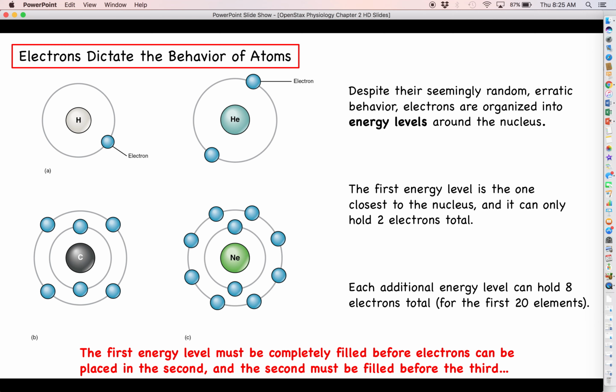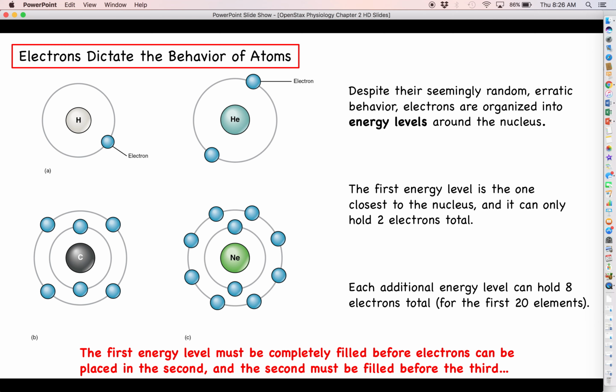So, for carbon here, because that second energy level can hold up to 8 electrons, its remaining 4 electrons can fit comfortably in that second energy level. For neon, which has 8 remaining electrons after the first energy level has been filled, it's perfectly suited that the second energy level can just hold the remaining 8 electrons. So we do not need a third energy level for either carbon or neon.